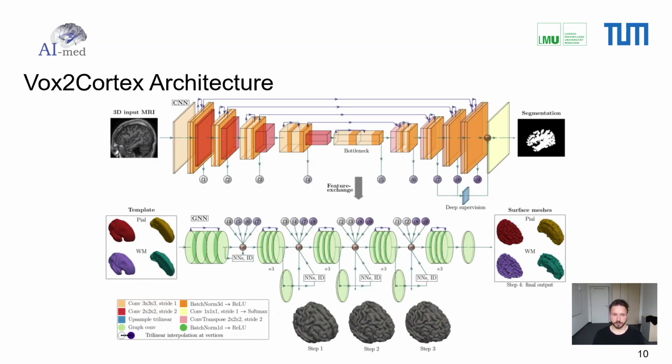At a more detailed view, the mesh deformation in Vox2Cortex consists of 4 deformation steps. Further, we condition the deformation on features extracted by the CNN in the upper part of the figure, and these features are then mapped onto the mesh by trilinear interpolation at the vertex locations. On the mesh, we apply a graph neural network that operates on the vertex features and computes a displacement vector per vertex.